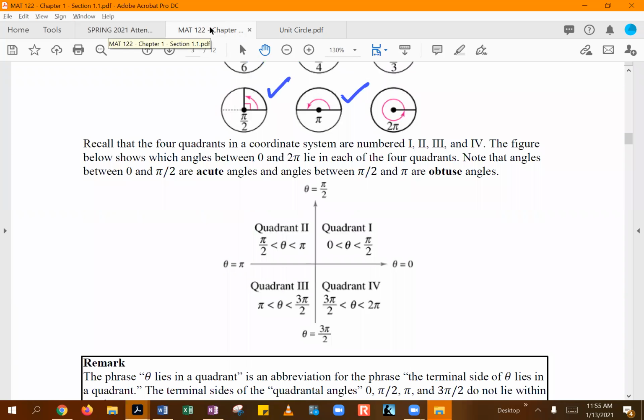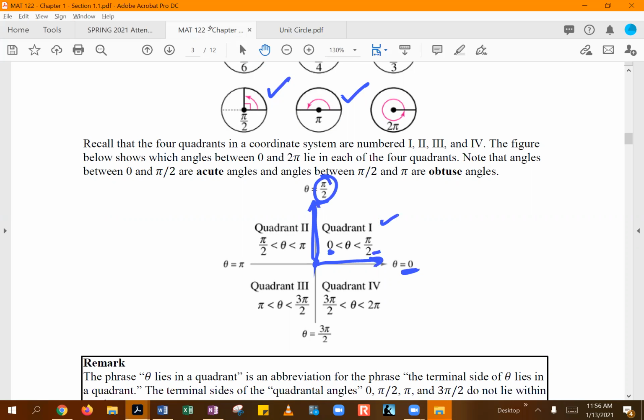Now keep in mind, this is your vertex, this is your initial side. Depending on where your terminal side ends up, like I was telling you before, you will fall into one of these quadrants. All the angle measurements for quadrant 1 go from angle 0, which is right over here, to pi over 2. Of course, not including the endpoints, because you have to be right on the initial side to be at 0 radians, and right at the 90-degree angle to be at pi halves. So as long as you're not including the endpoints, anything between 0 and pi halves will fall into quadrant 1.